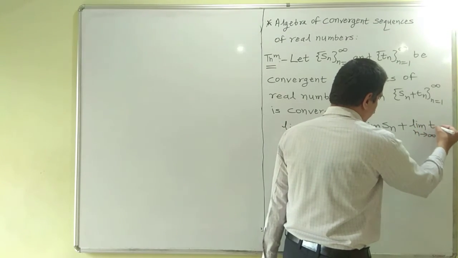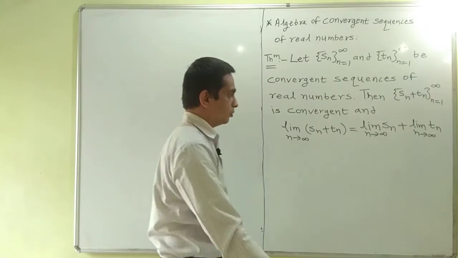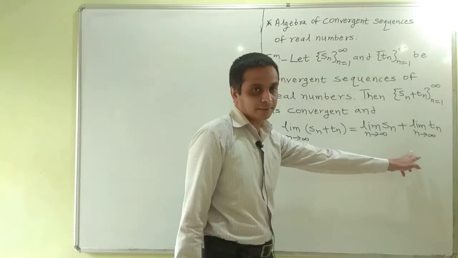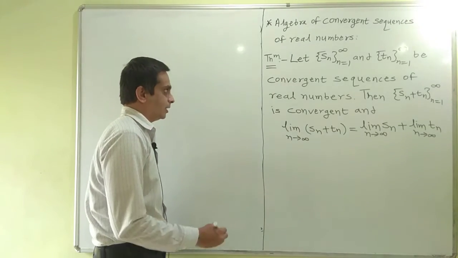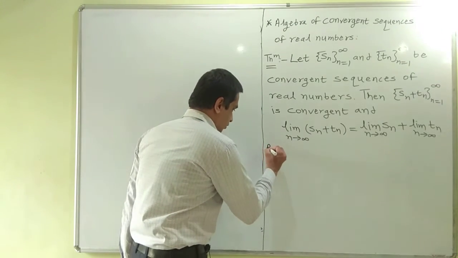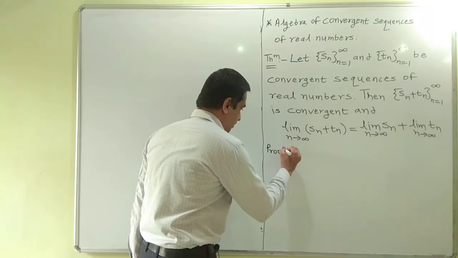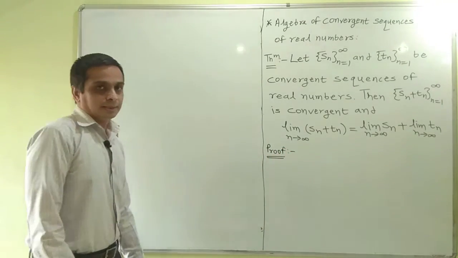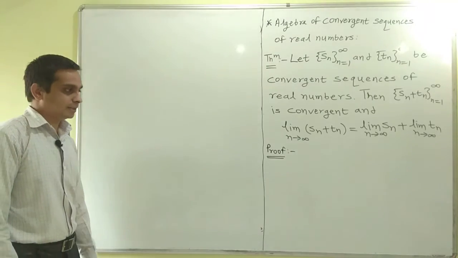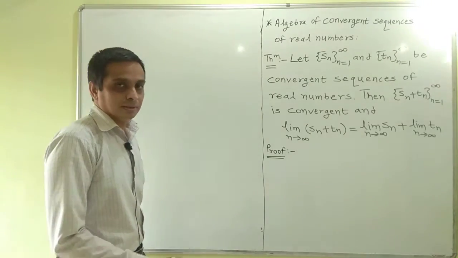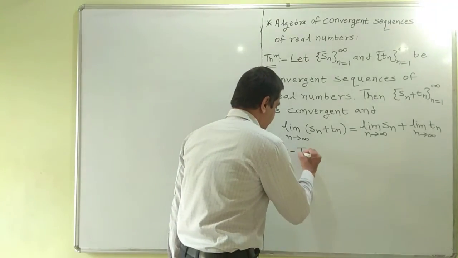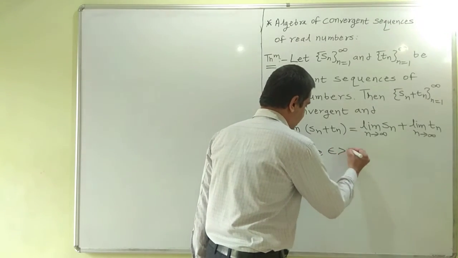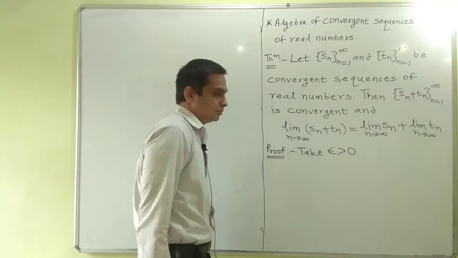So the sum of two convergent sequences is convergent, and the limit of the sum is the sum of the limits. This result we have. In order to prove this result, we are going to use the definition of limit of a sequence. We begin by taking some epsilon greater than 0.